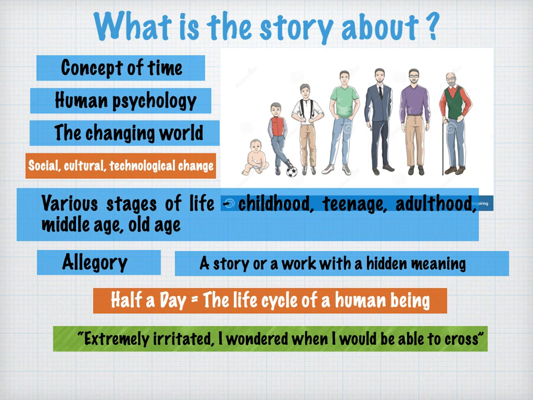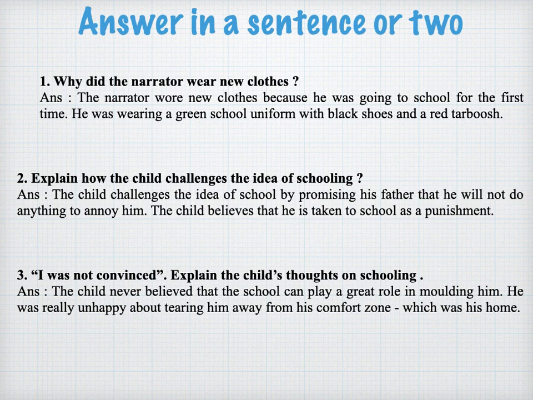Now, moving into the question answers. Answer in a sentence or two. Question number one: Why did the narrator wear new clothes? The narrator wore new clothes because he was going to school for the first time. He was wearing a green school uniform with black shoes and a red tarbouche, which is actually some kind of hat.